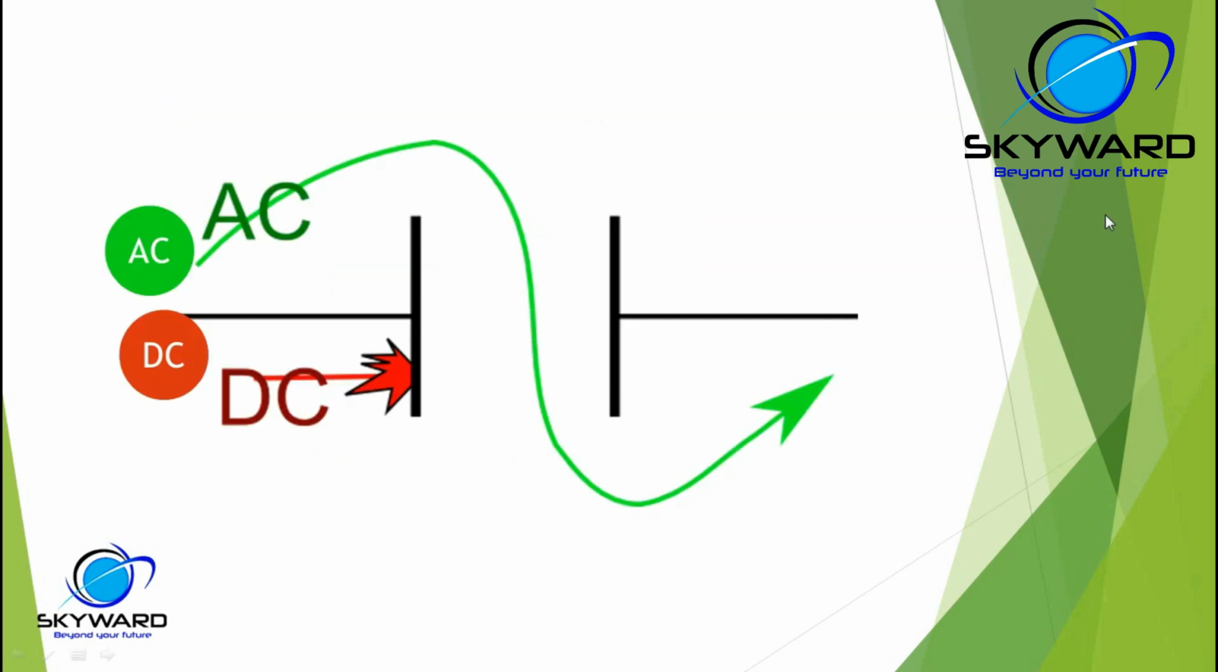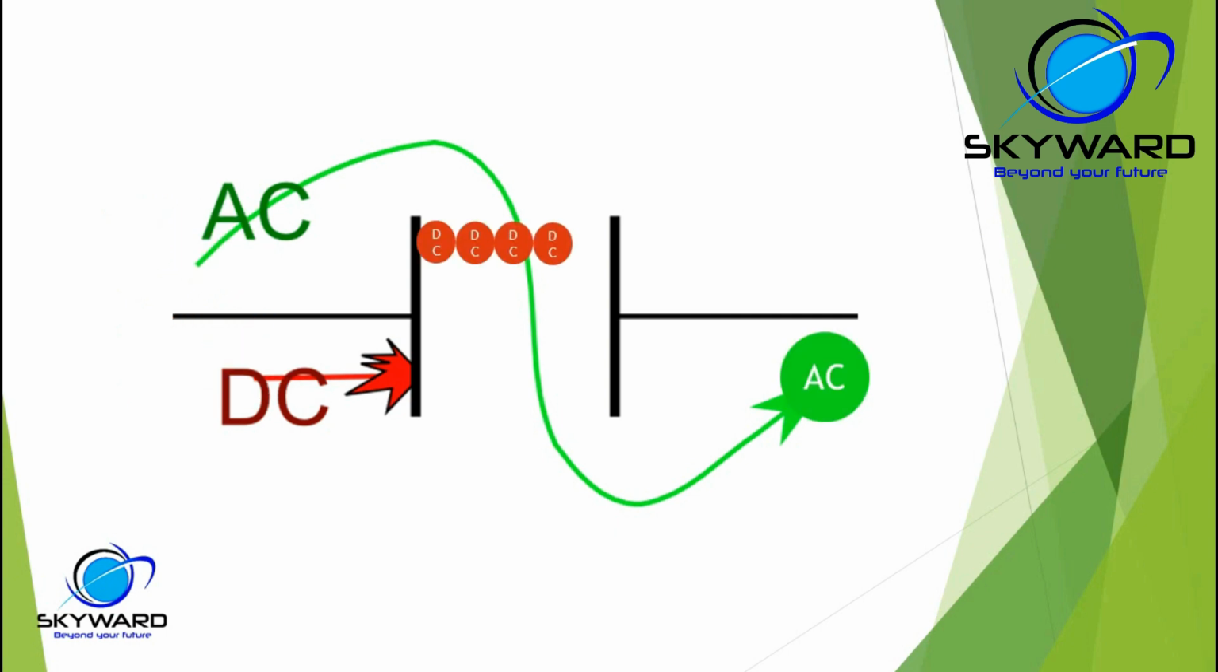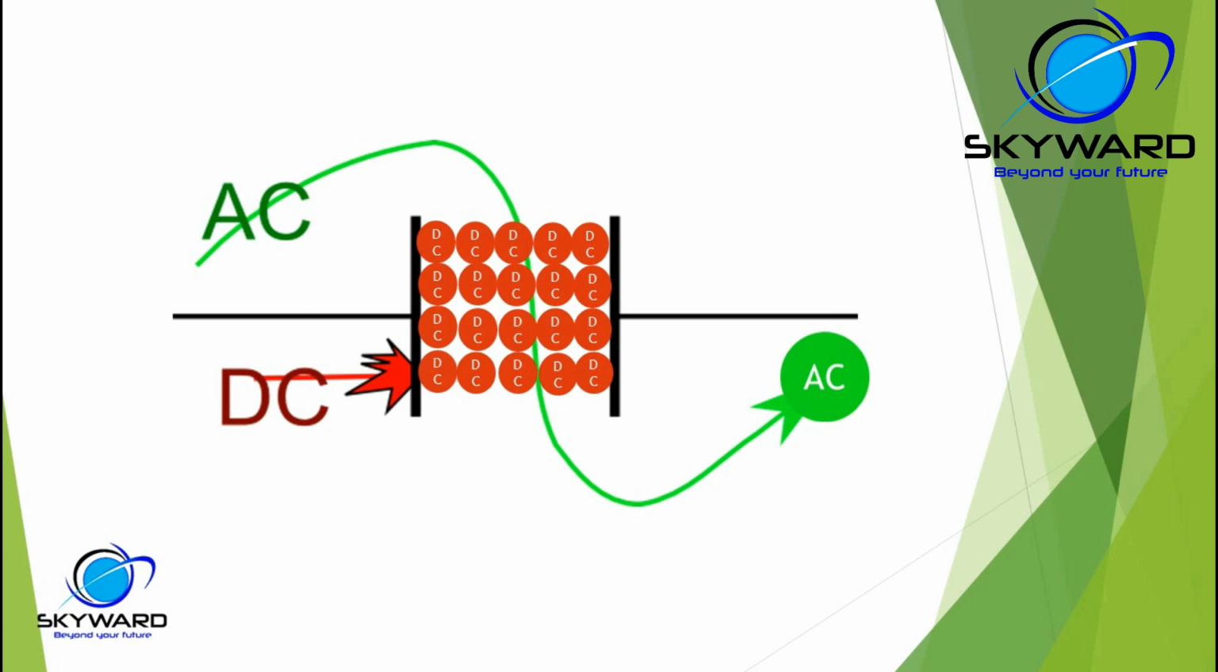Okay, so as I said, the work of a capacitor is to pass the AC and block the DC. So let me show you. You see, the AC has passed but the DC is stored. Okay, I think now you have a better idea of it.